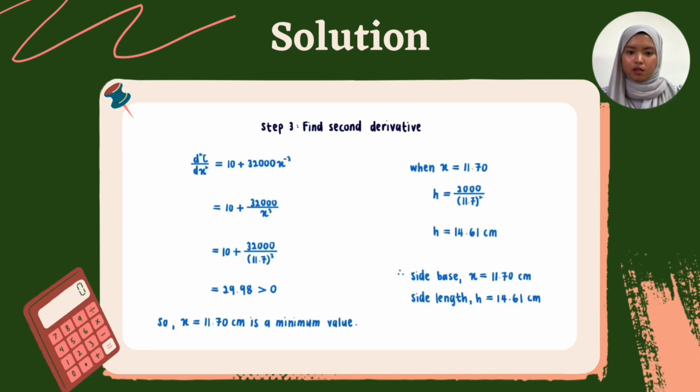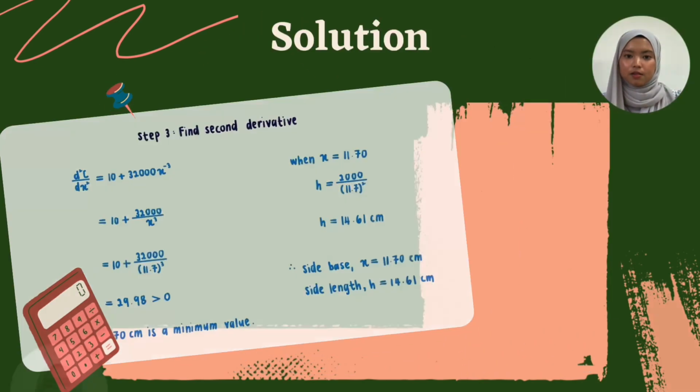Next, to find h, which is the side length of the box, we can substitute the value of x into the h equation, which is h equal to 2000 over in bracket 11.7 squared, and the answer we get is 14.61 centimeter. So we get the base length, which is x, is 11.70 centimeter, while the side length, which is h, is 14.61 centimeter.